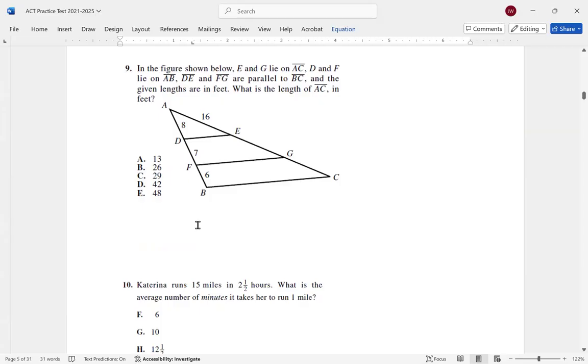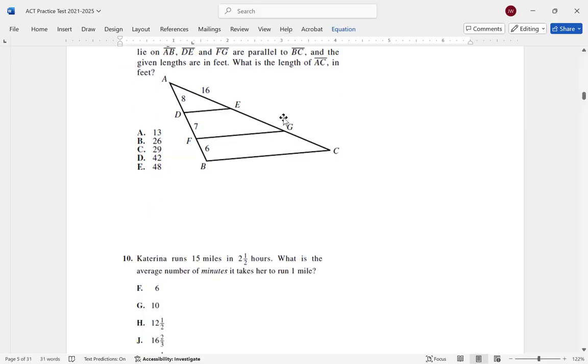Question 9. In the figure below, E and G lie on AC, D and F lie on AB. DE and FG are both parallel to BC, and the given lengths are in feet. What is the length of A to C in feet? So I want to find the length of A all the way down to C.